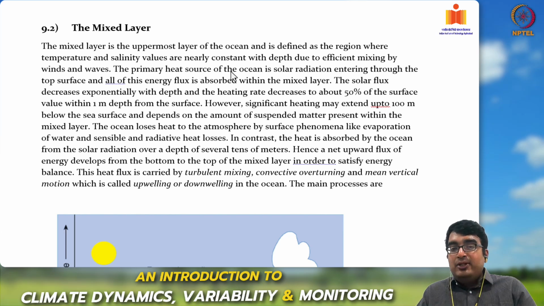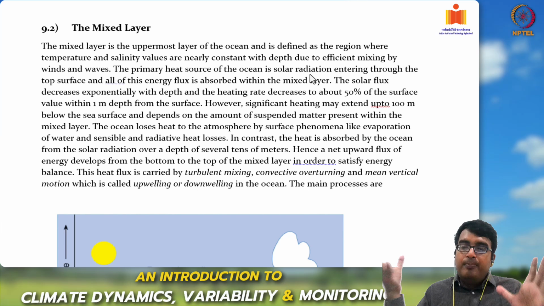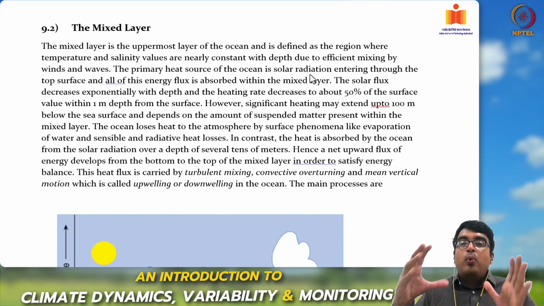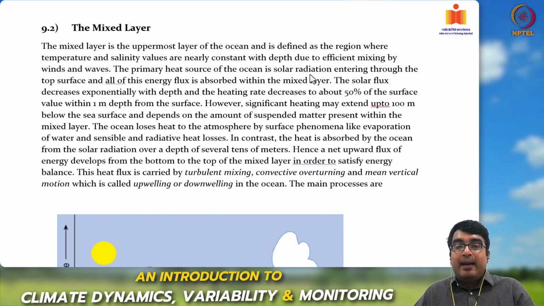The primary heat source of the ocean is solar radiation. So how do oceans heat up? By absorbing solar radiation. And the mixed layer is the region where this solar radiation is getting absorbed. Okay. So all the energy flux from the sun is also absorbed within the mixed layer. So there are two things. First criteria, strong mixing by winds and the waves causing nearly uniform temperature and salinity gradients. This is also the region where all the solar radiation is getting absorbed.